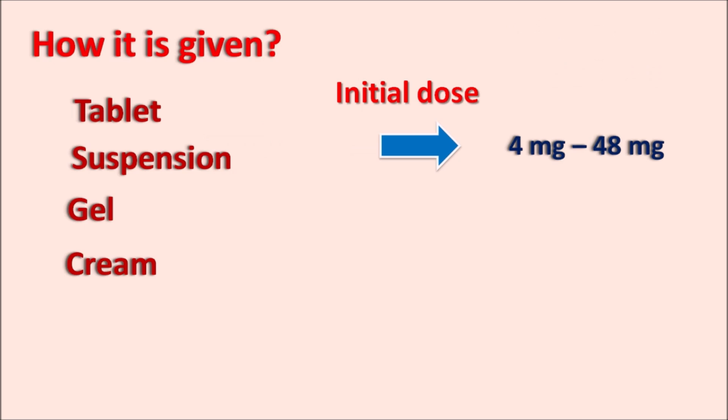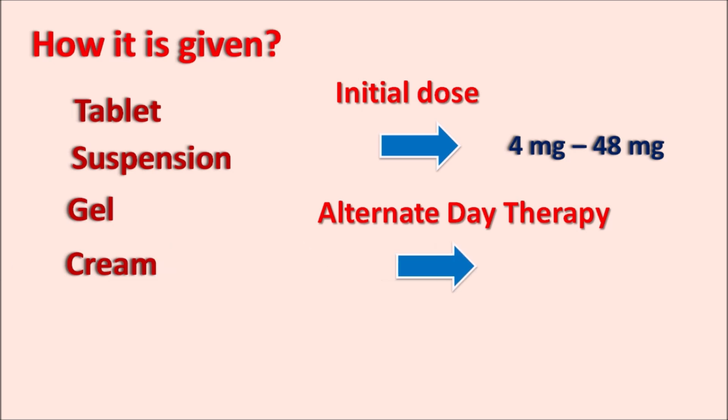And in order to reduce the HPA axis suppression and some side effects of methylprednisolone, this drug can also be given as alternate day therapy, where a high dose of methylprednisolone is given on alternate days such that the HPA axis is not completely suppressed and it can recover during the drug-free period. So this alternate day therapy is recommended when methylprednisolone is used for a prolonged period.